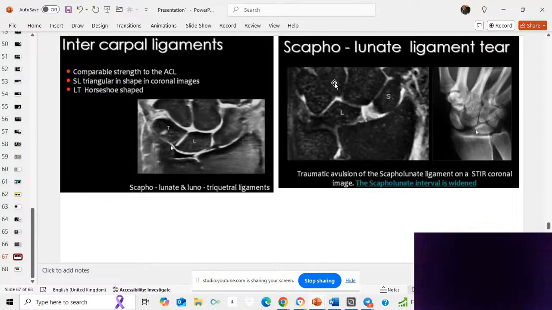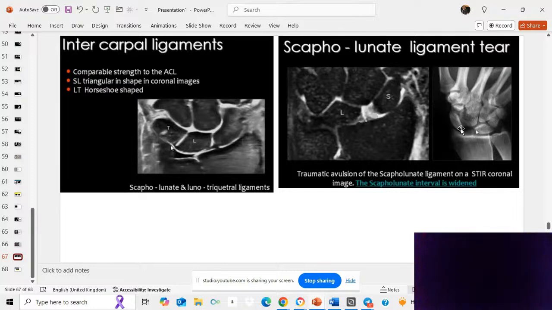This image shows the scapholunate ligament tear, as you can see here. A scapholunate ligament tear is seen only on MRI, but can be suspected on X-ray of the wrist joint by widening of the scapholunate interval.